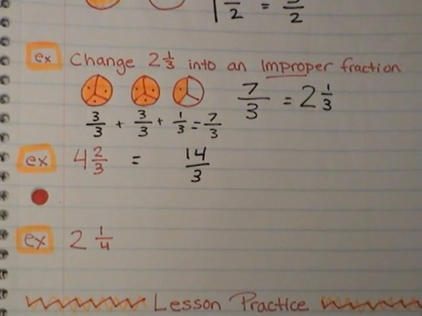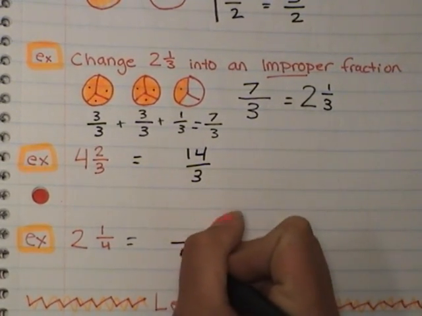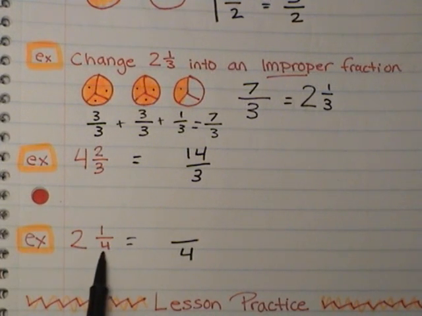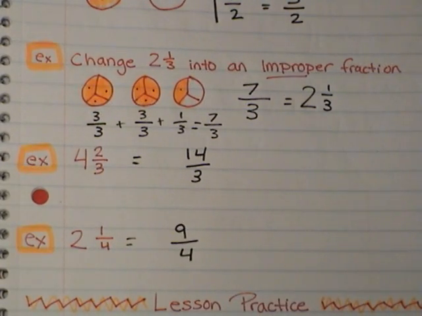Let's try the next one. I'm going to put my denominator ready to go, because this does not change. And I say 4 times 2, which is 8, plus 1 equals 9. And that's a quick and easy way to turn your mixed numbers into improper fractions.